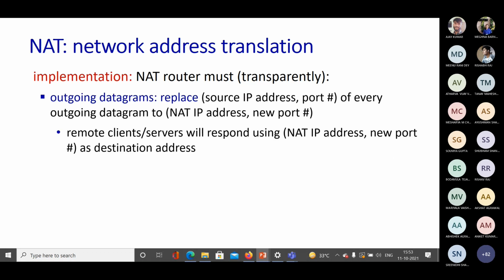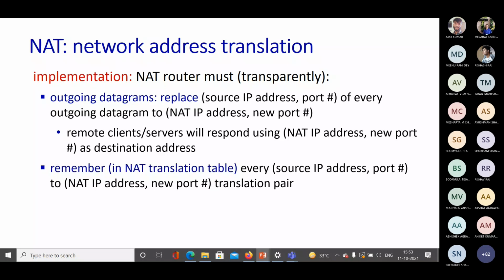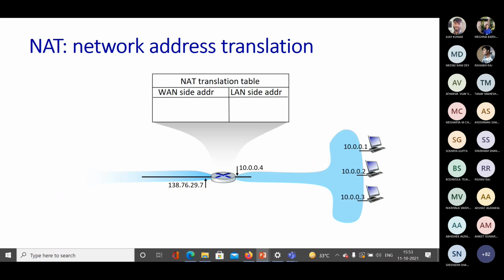Now, I just want to go to the diagram. Let me just go to the diagram one second. I'll explain this later.